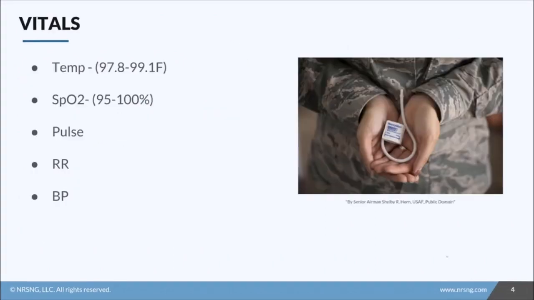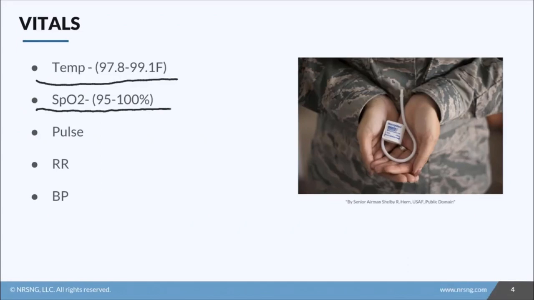Okay, let's move on to talk about vital signs. For temperature and pulse ox, we're pretty much looking for the same range that you would be expecting in an adult. So 97.8 to 99.1 degrees Fahrenheit would be normal. And for our oxygenation, we're looking for 95 to 100%. Now, for pulse, respiratory rate, and blood pressure, there are different ranges to know for each age group.